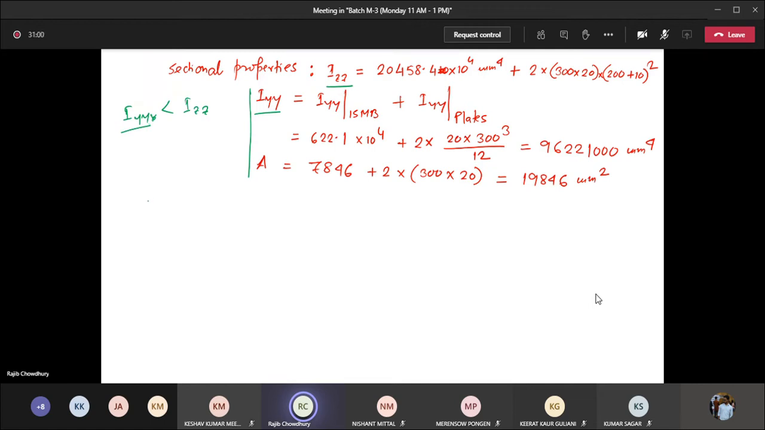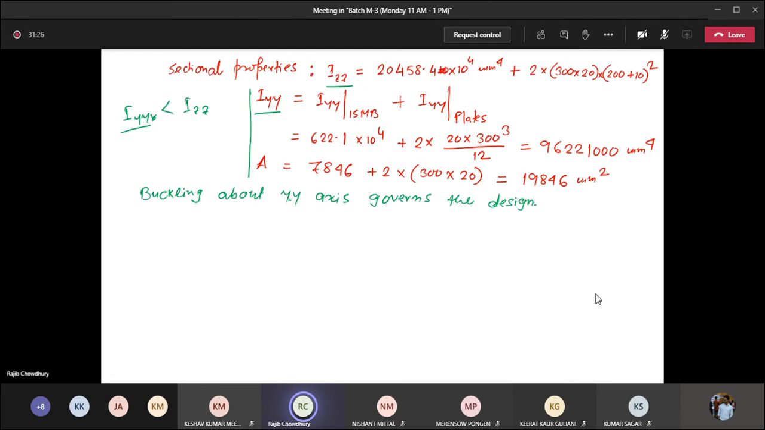So now what I am going to do over there is: buckling about the YY axis governs the design.